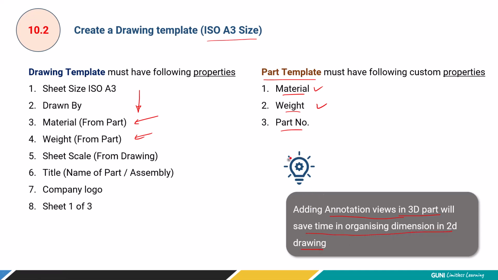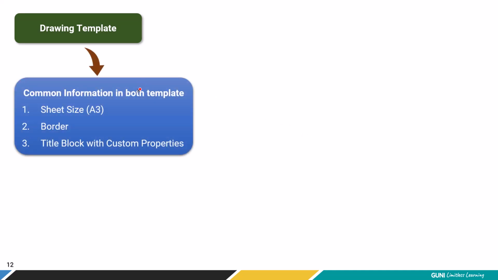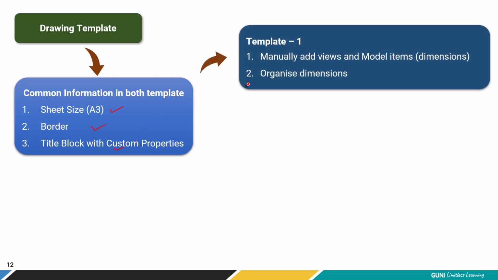We'll see in detail. Now the drawing template that we are going to design will have two variations. In a template, these properties will be common, that is sheet size, border and title block custom properties. But after that, I'm going to save a copy of the template in which I have to add the views manually and the model items manually, and then I'm going to organize the dimensions.